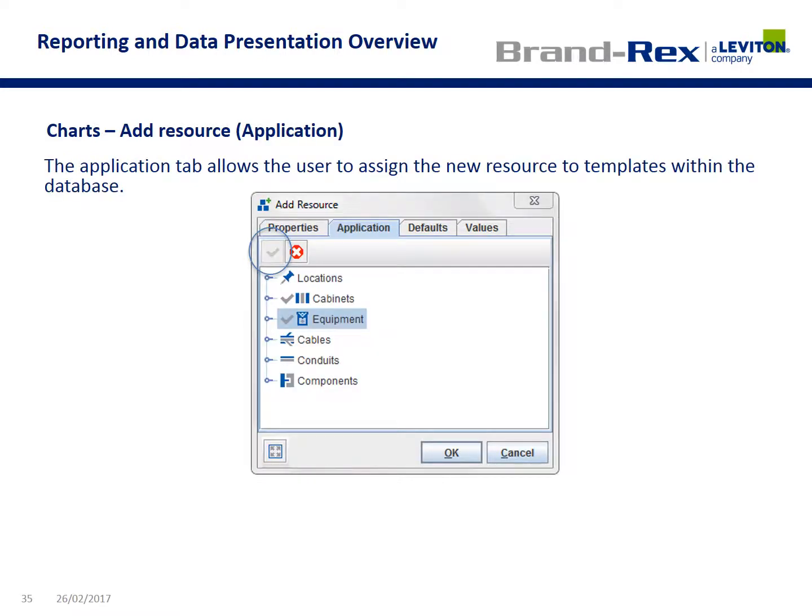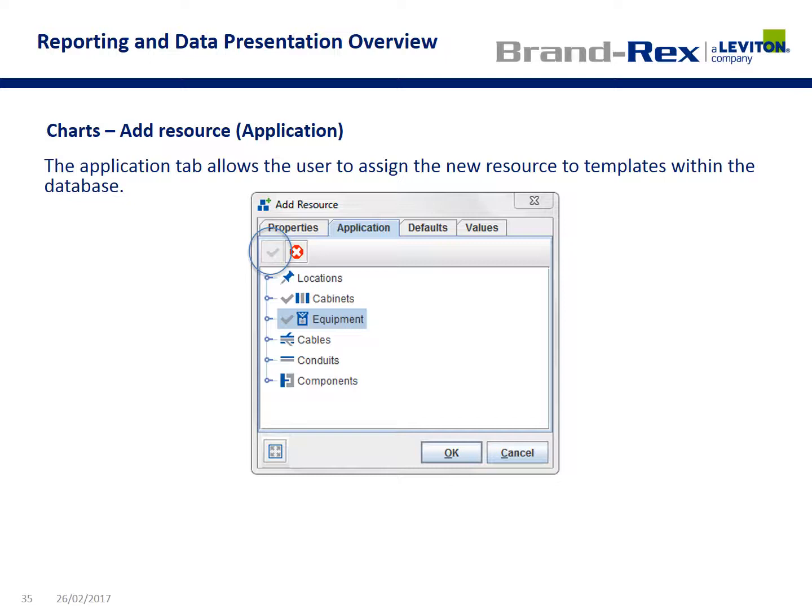The Application tab allows you to assign the new resource to template items in the database. Here we have selected main cabinets and equipment folders. This means that the resource will filter down to all subfolders within the two selections. You may navigate to a more specific level if you wish. You can highlight any item and click on the tick to select the item you want. When you have finished, click on the OK button and SmartPatch will assign this to all templates and items within.